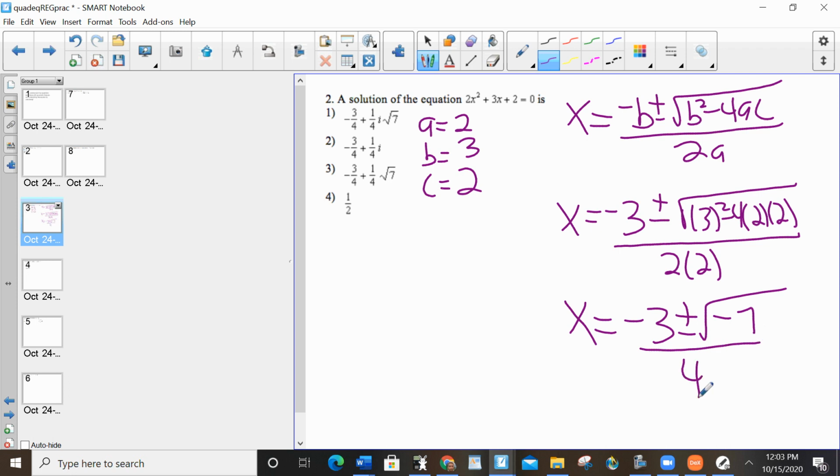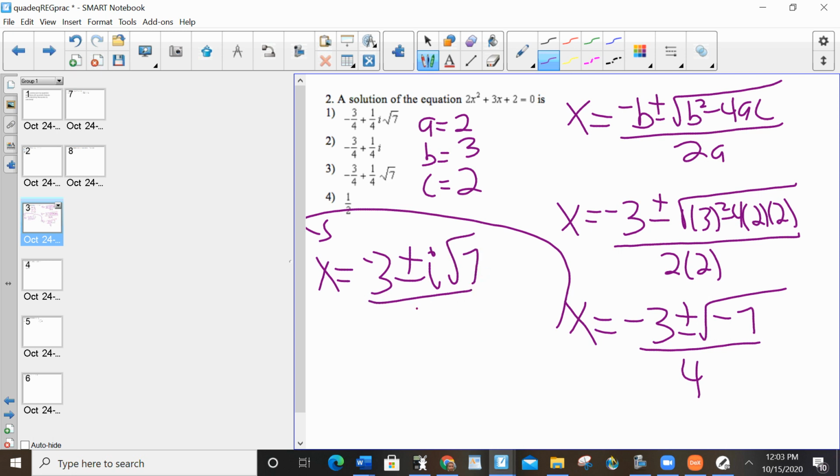Off to the side, reduce the radical. Well, there's not too much to reduce here. All I can do is take the i out, because I can't have a negative inside of a radical. And then I want to break them apart because there's an i involved. So negative 3 over 4 is negative 3 over 4, plus or minus i rad 7 over 4 is i rad 7 over 4. So which of those choices is equivalent to one of those answers? It looks like choice 1.